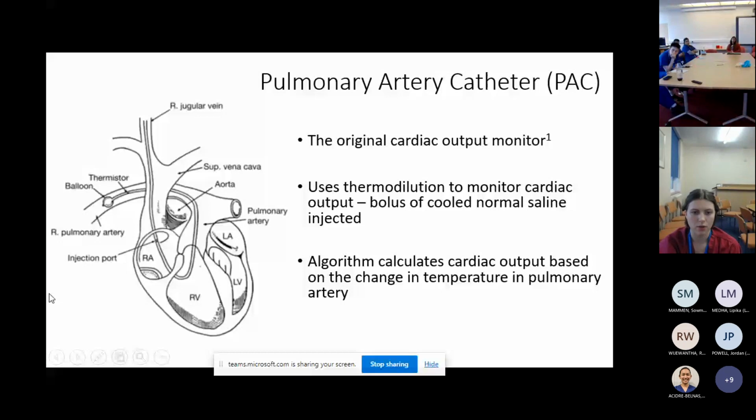This is seen as the next best thing to the Fick principle in terms of measuring the cardiac output, and it's actually the method that all other methods of cardiac output monitoring are compared to in studies. But the main problem is that the pulmonary artery catheter is quite invasive, so it has quite a high complication rate. Although there are some studies that show this isn't actually associated with an increased mortality, it's also quite difficult to insert.